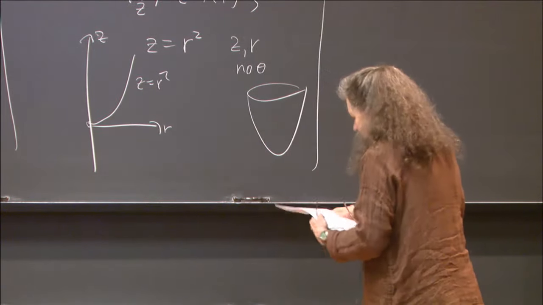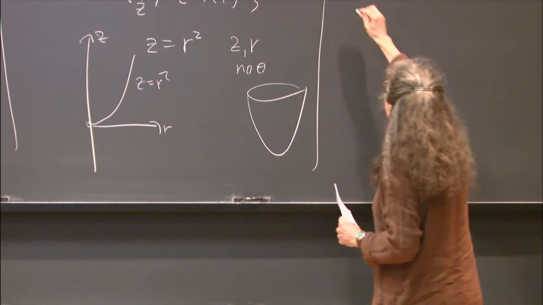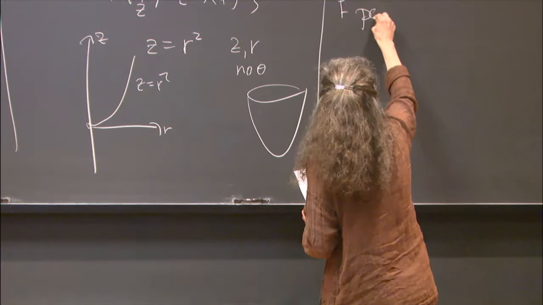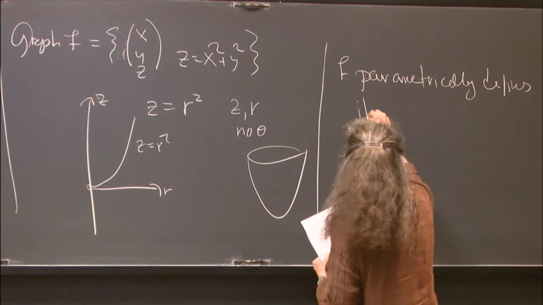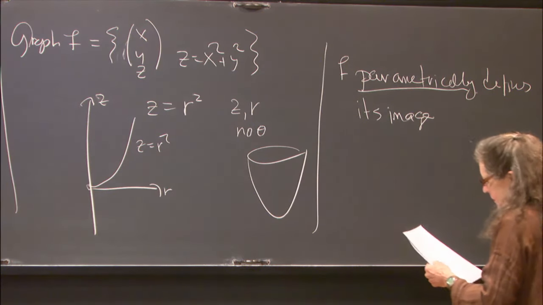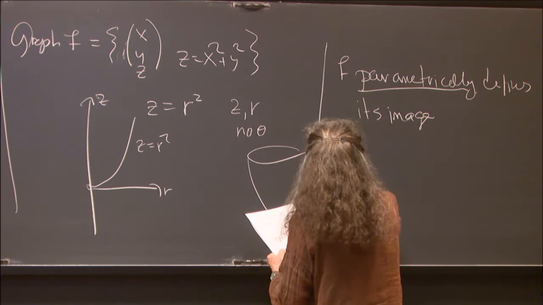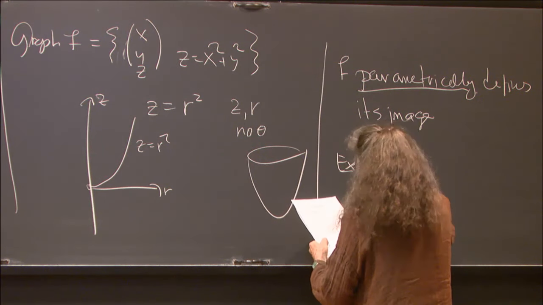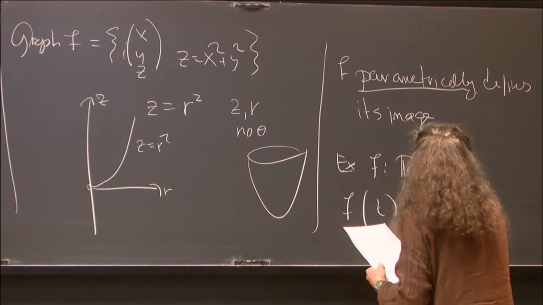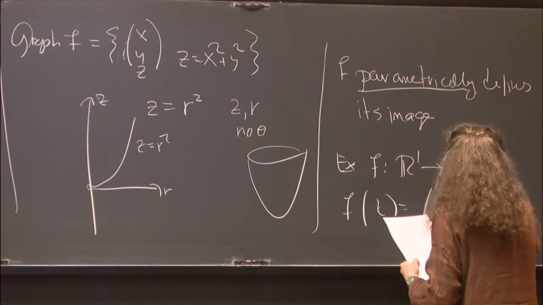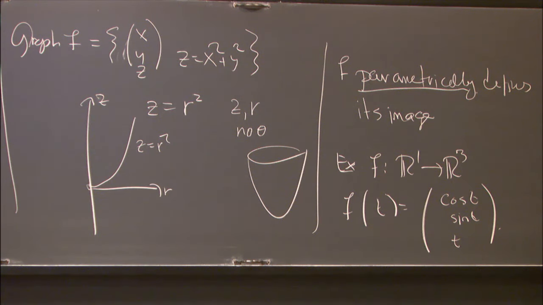The second way to get a picture of a function is the image. So f parametrically defines its image. So this is what parametrically means. For example, if we take the function f from R1 to R3, f of t is equal to (cos t, sin t, t). This is a map from R1 to R3. The graph of that would be in R4, right? But the image is in R3. And what does the image look like?